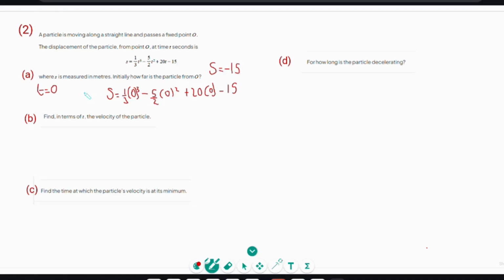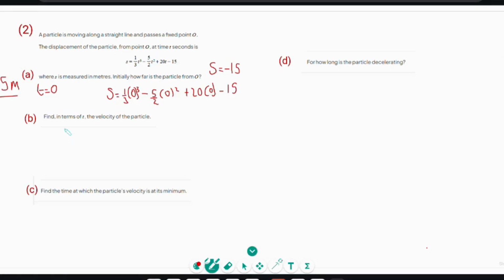How far is the particle from 0? It's just 15 meters. Minus 15 means it's in the opposite direction, but they're not interested in that. How far away is it? 15 meters. Find in terms of t the velocity of the particle.